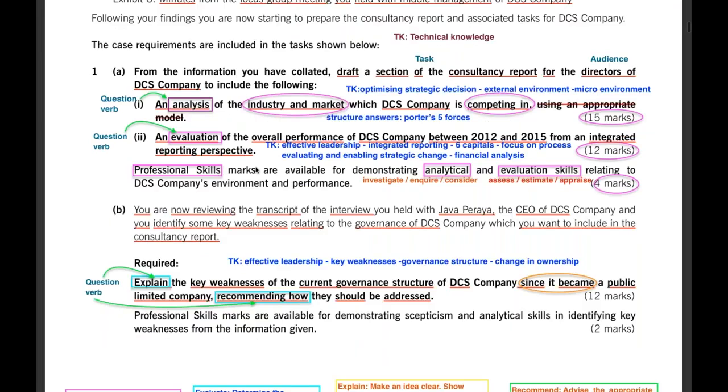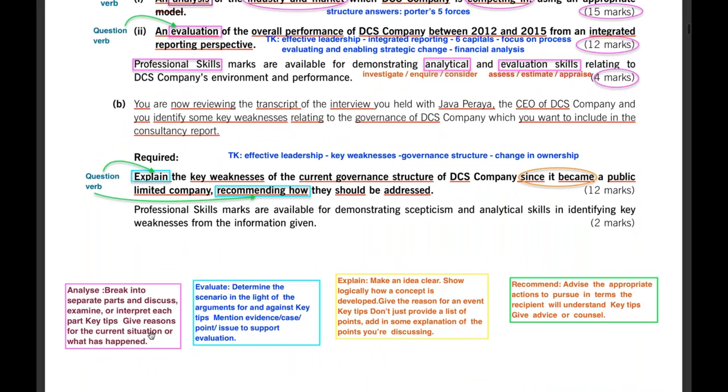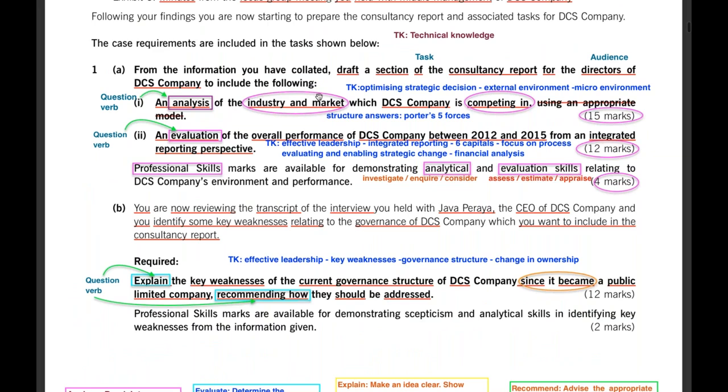So the reasons for the current situation or what has happened will be in the context of the industry and market that DCS company is competing in. And when you look at industry and market, indirectly your technical knowledge that you should retrieve from your CPU is actually optimizing your strategic decision. You have an original CPU from which you have to retrieve your files, so you should remember that, your memory.